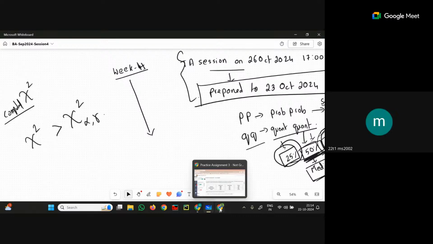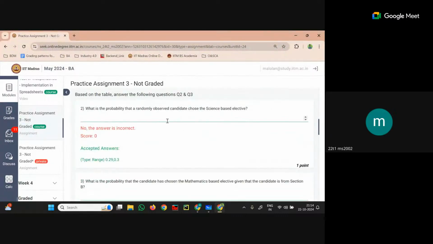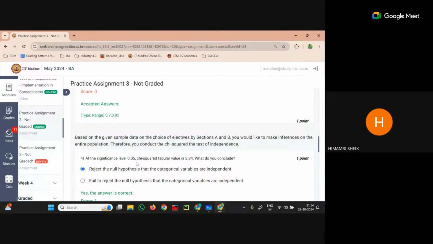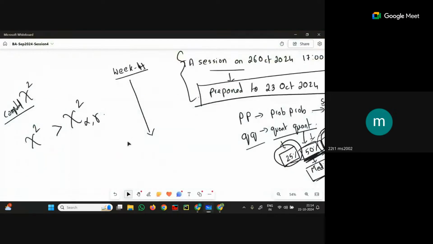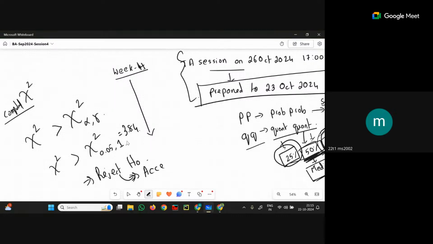which in our case is alpha of 0.05, and gamma is going to be, for a 2 by 2 table, 1. So in our case, if this chi-squared is greater than the 0.05, 1 value, which is given as 3.84, you will reject H0. Else you will accept, which basically implies you will accept HA. Am I correct?